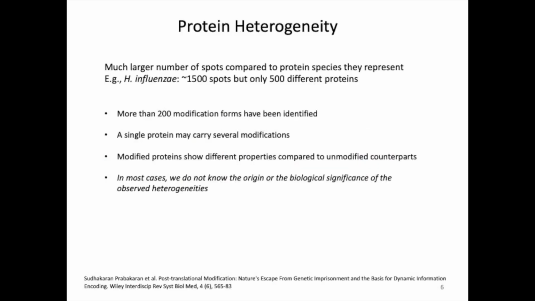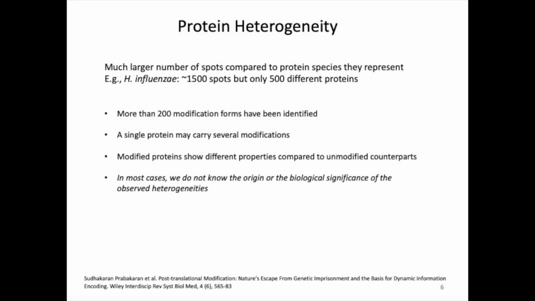Various post-translational modifications represent protein heterogeneity. There is a much larger number of variant modification spots compared to the common proteins they represent. For example, for the proteome of H. influenzae, there are around 1,500 modification sites, but they only reside on around 500 different proteins. H. influenzae is a bacteria, not a virus that causes flu.